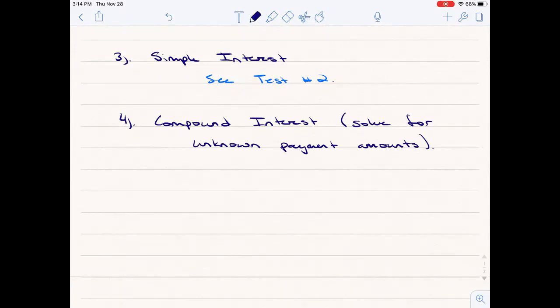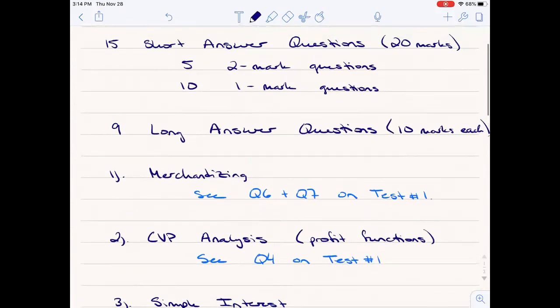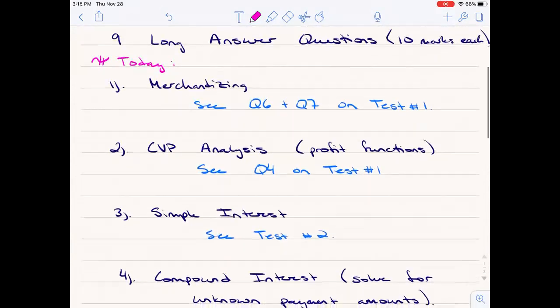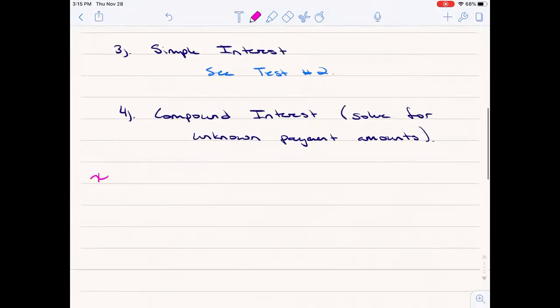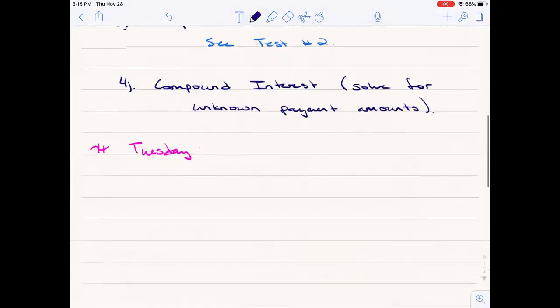That's where we're going to get to today. Okay. So I will put a little block here. Today we'll go through merchandising, CVP analysis, simple interest, and compound interest. And then Tuesday, right, is next day? Yeah. Tuesday, we'll go through the next few problems.